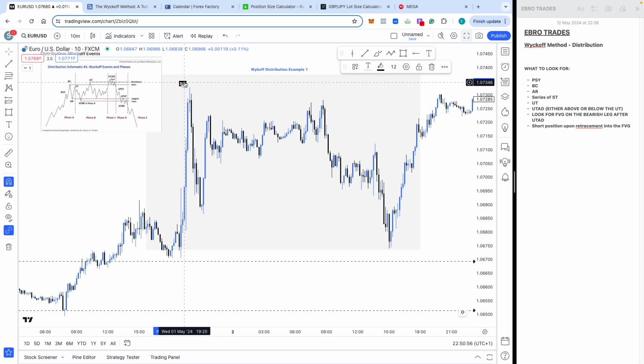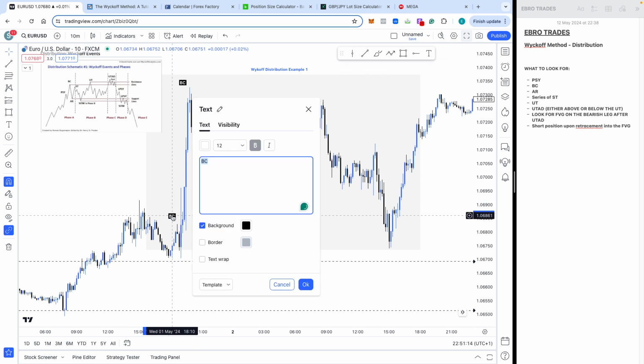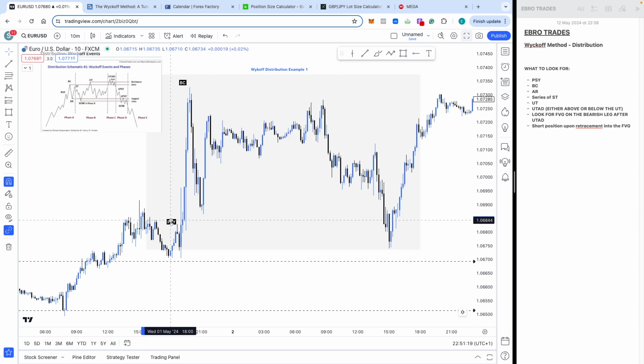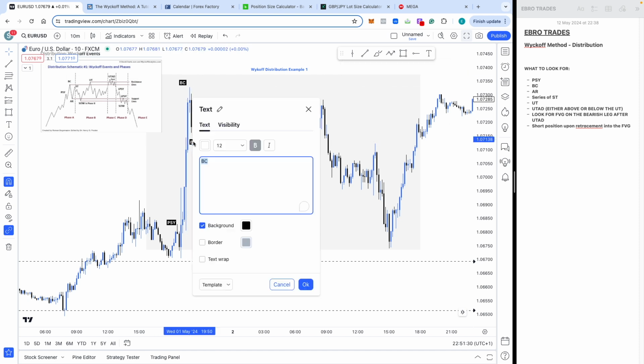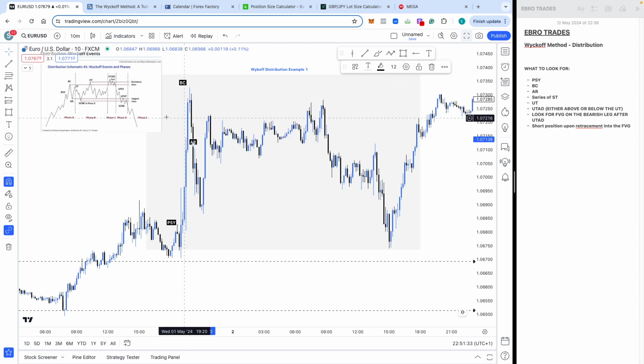So this is our buyer's climax, which means that this over here is our PSY. And listen, the PSY, the buyer's climax, all these different points on the schematic, they can take all shapes and forms. They don't have to look exactly like the schematic. The schematic is there for reference. So here's our PSY. Because our PSY is just the last high that formed before the buyer's climax. Now, the leg down after the buyer's climax is our automatic rally. So we'll label that. This is our automatic rally.